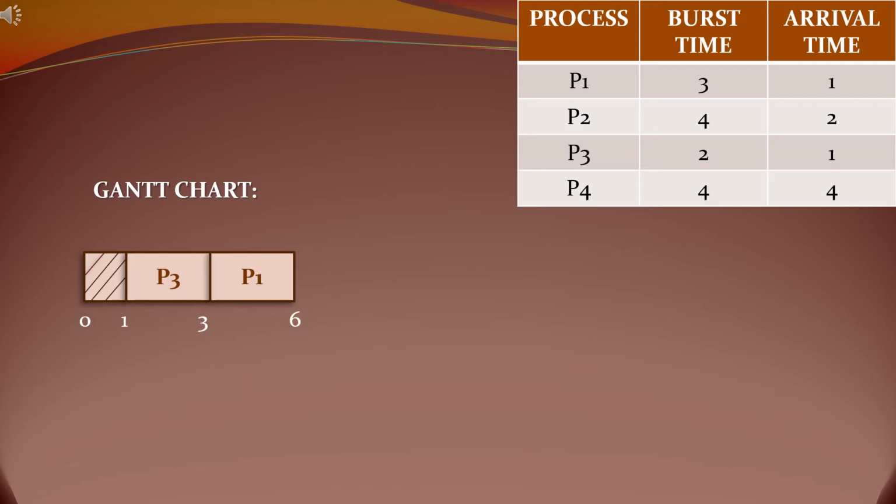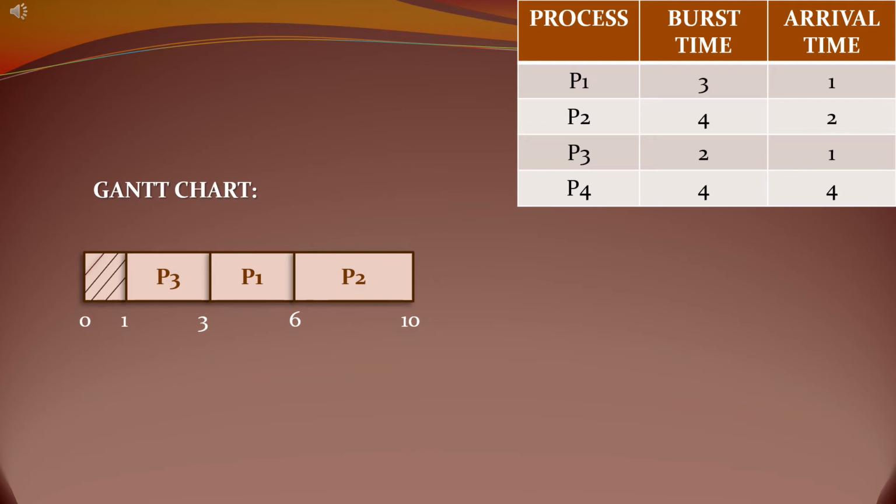Now we have to check which processes are arrived at the time 3. P1 is already arrived at 1, and after checking the rest process we can see that P2 is arrived at the time 2. So P1 and P2 are already in the ready queue. Again we have to check the burst time. As burst time of P1 is short, so P1 will be executed here and will remain for 3 milliseconds. So completion time of P1 will be 3 plus 3 equal to 6.